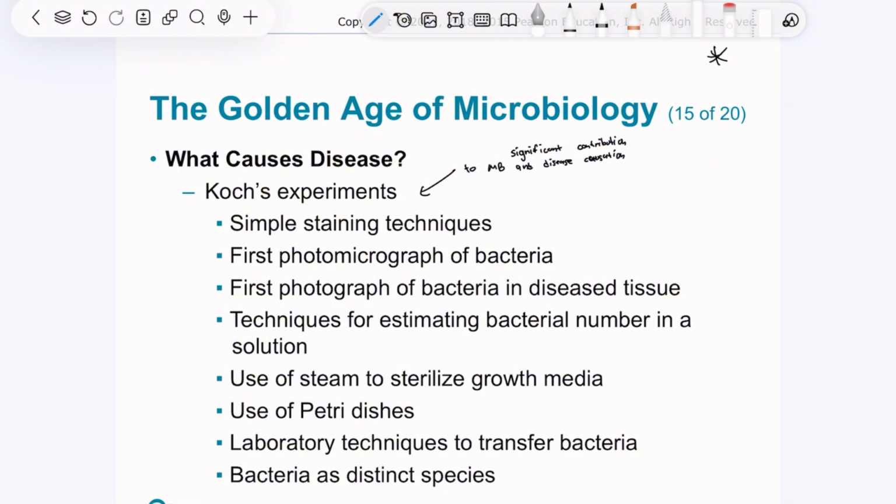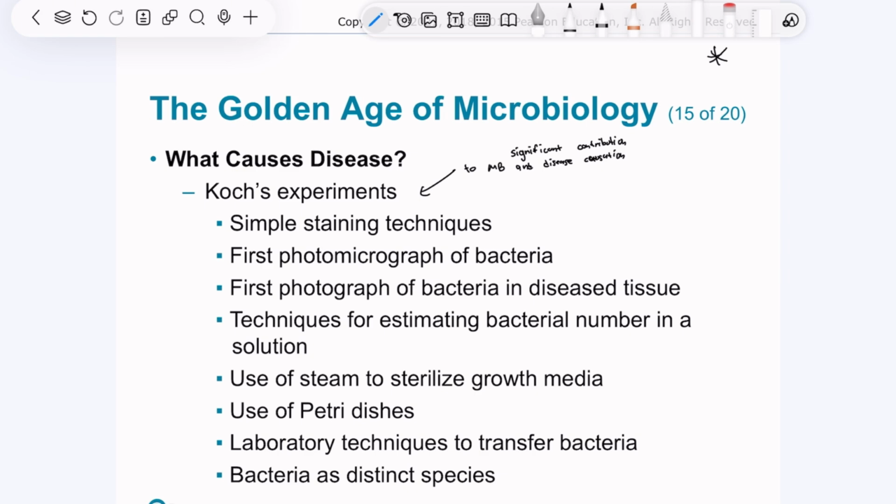We then also have techniques for estimating bacterial numbers in a solution. These methods enabled more accurate studies of bacterial growth and concentration. There's also the use of steam to sterilize growth media. Sterilization by steam, a precursor to modern autoclaving, helped prevent contamination during bacterial culture experiments.